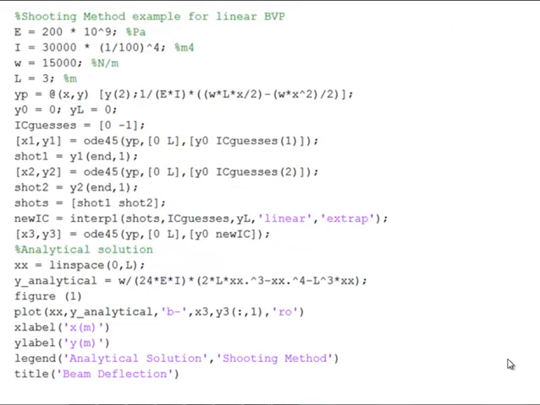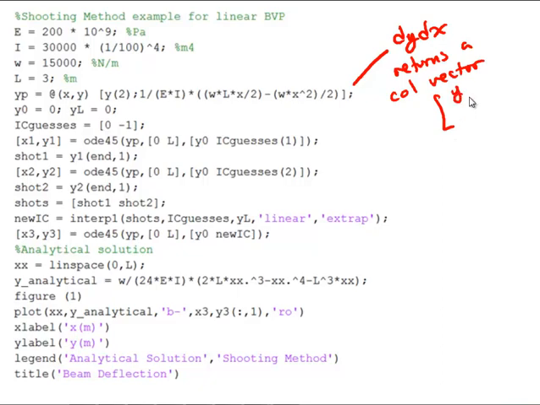Here's our MATLAB code to implement the shooting method for this problem. So you'll see right here is our dy dx function. Again, just like we've been using for our initial value problems, we've written the differential equation as a system of two first order differential equations, and our dy dx function returns a column vector of dy1 dx and dy2 dx.